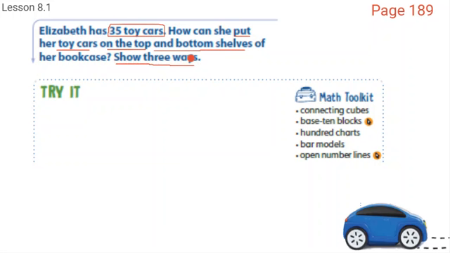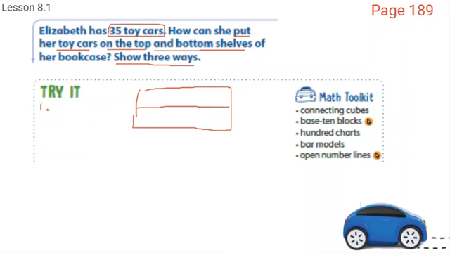Let's try this. I want you to pause this video and try at least one way, but do your best to do 3 different ways. All right, welcome back. Let's do number 1. I'm just going to make my bookshelf here. This is my top shelf right here. This is my bottom shelf. I can make hash marks and other stuff like that.